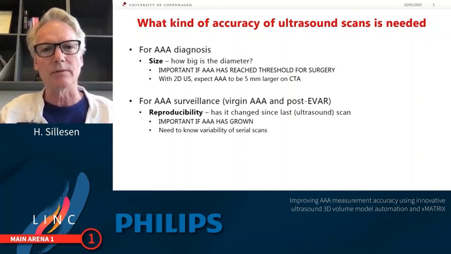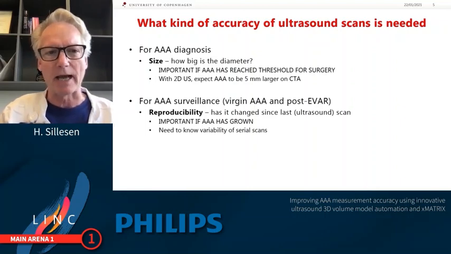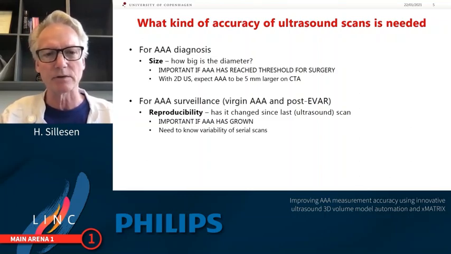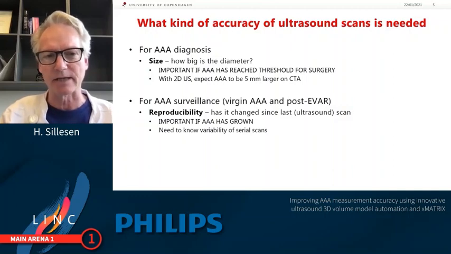So what kind of accuracy of ultrasound scans is needed? Well, for AAA diagnosis, the size is important. So we need to know accurately how big the aneurysm is, so we can compare that with our recommendations for treatment. And typically we need something that is accurate with respect to what we see on a CT. Now for surveillance, be it virgin aneurysms or after EVAR procedures, it's different. There we need reproducibility. Has the size changed since the last scan? Probably also being an ultrasound scan.